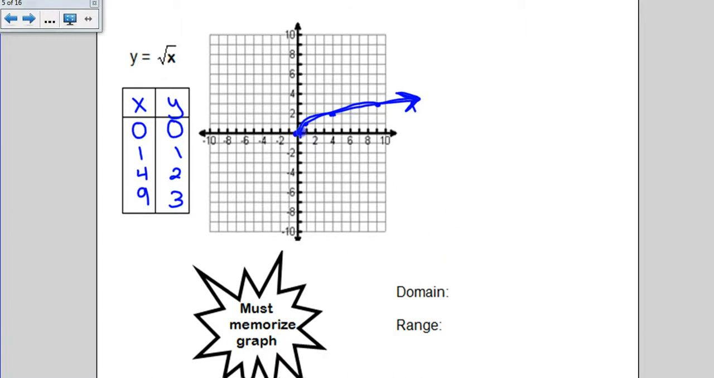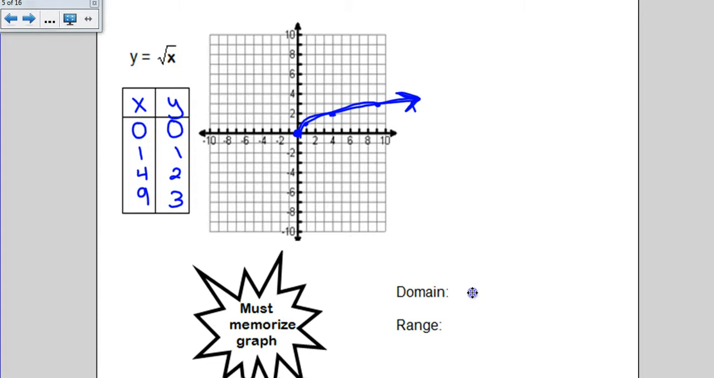But it does have a definite beginning point right here at 0, 0, and then it stretches over to the right. You need to know that that's what a square root graph generally looks like. It could be shifted or reflected, but that's the shape. Now when I talk about domain, remember domain are all the x values and range are all the y values.